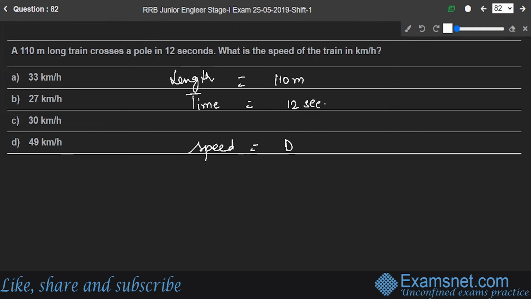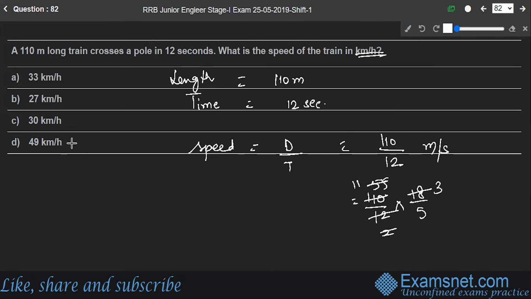Speed is equal to distance upon time. So 110 upon 12. This is meters per second. You want the answer in kilometers per hour, so it will be multiplied by 18 by 5. Let's do the cancellations. Here is 3, here is 2, and this is 55. This is equal to 11. So the answer is 33 kilometers per hour, option A. This is the right answer to the question.